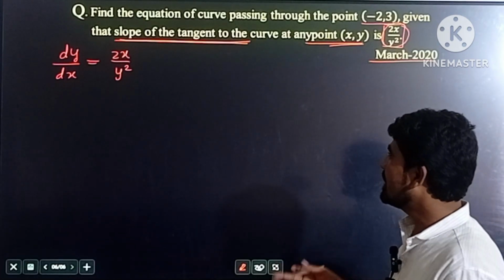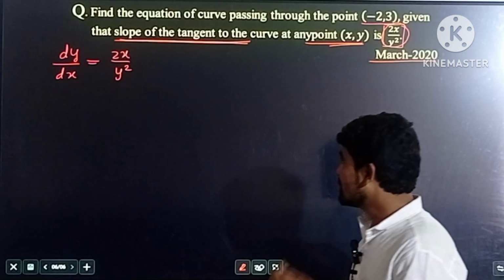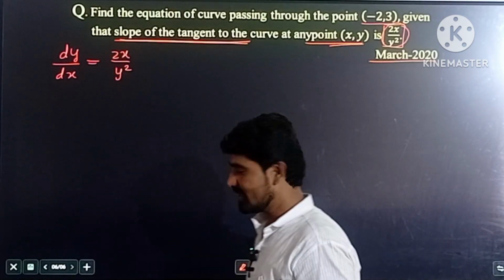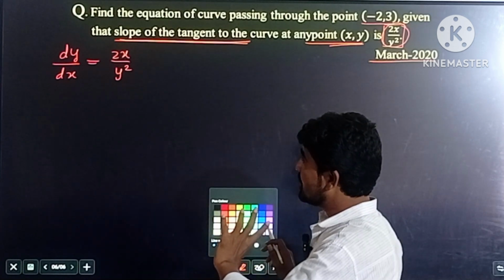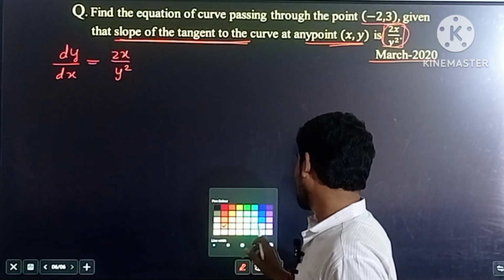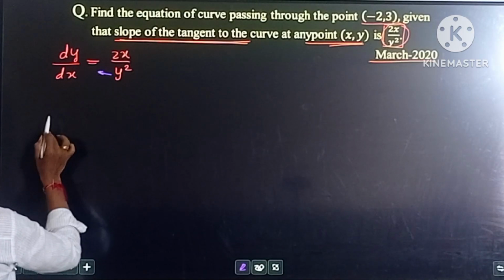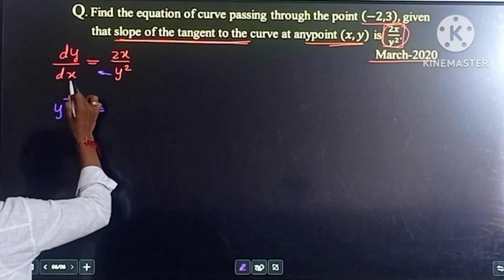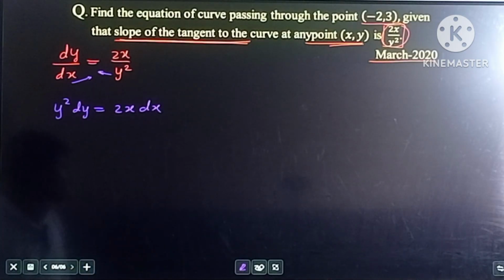And next, we directly got the differential equation here. So what is the next step? We need to solve this differential equation by using the variable separable method. As you know, in this differential equation, the variables y and x are involved. So first separate the variables. It means separate y and x on either side of the equality sign. See here, first shift this y square towards the left side, it becomes y square dy equal to, dx towards the right side, 2x dx. I hope all of you understood.